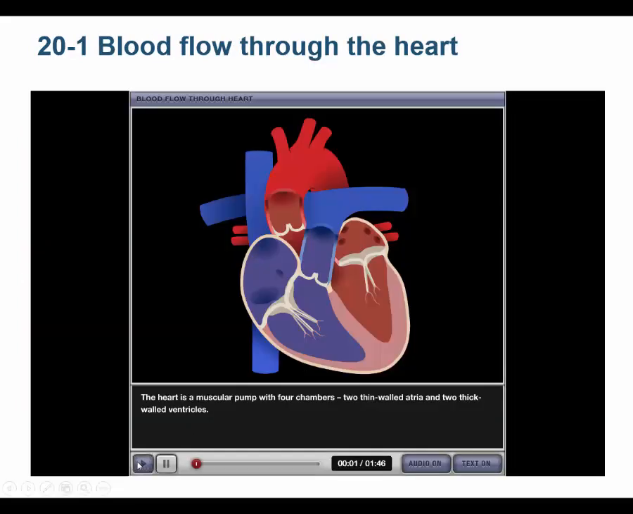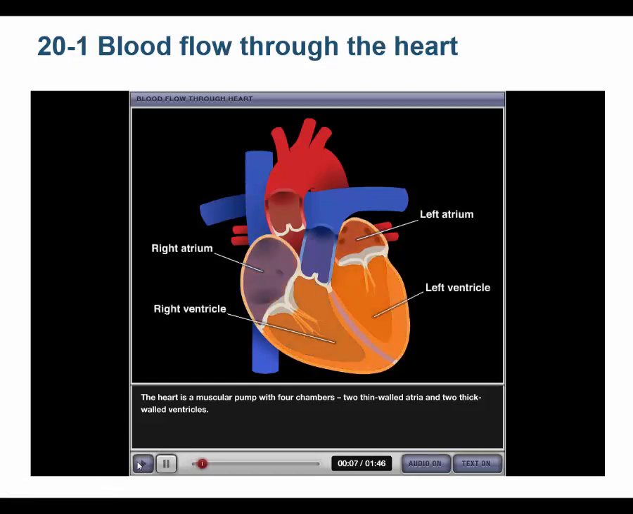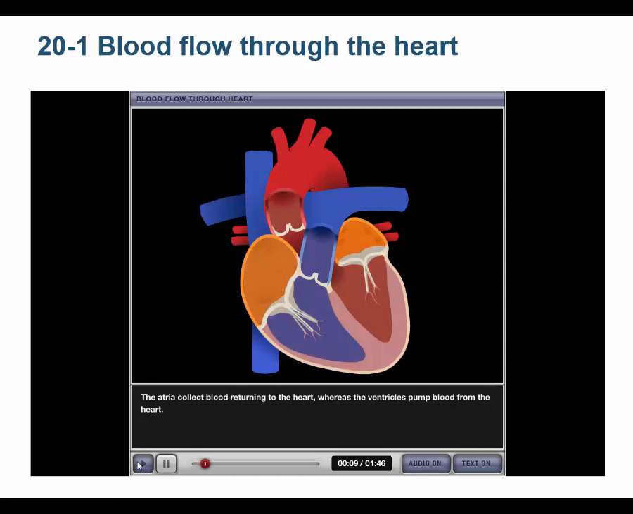The heart is a muscular pump with 4 chambers, 2 thin-walled atria and 2 thick-walled ventricles. The atria collect blood returning to the heart, whereas the ventricles pump blood from the heart. Oxygen-poor blood enters the right atrium through the superior and inferior vena cavae. The superior vena cava collects venous blood from the head, neck, upper limbs, and thorax. The inferior vena cava collects venous blood from the abdomen, pelvis, and lower limbs. Venous blood from the heart itself enters the right atrium from the coronary sinus.